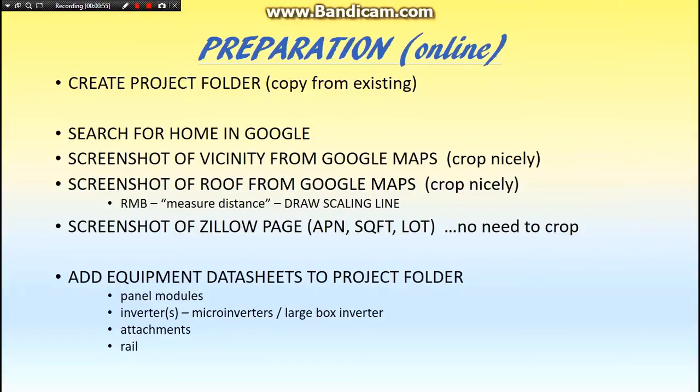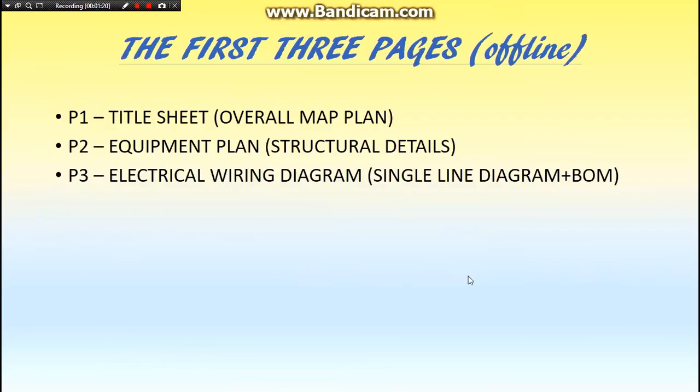We took a screenshot of the vicinity of the roof, satellite view, so that we could draft the home, and took a screenshot of the Zillow page. We also added the equipment data sheets to the project folder, and deleted all the files that we did not need from the old project folder. So the panel module data sheet, the inverter data sheet, their attachment, and the rail.